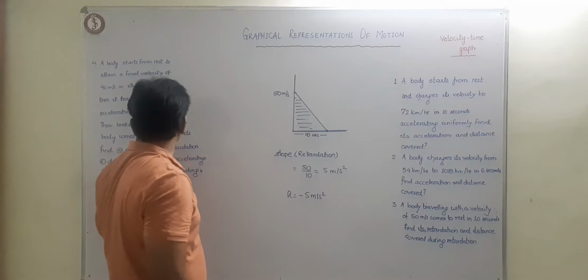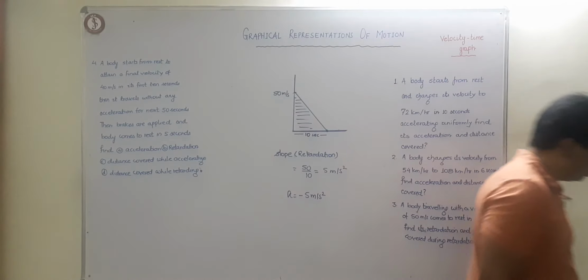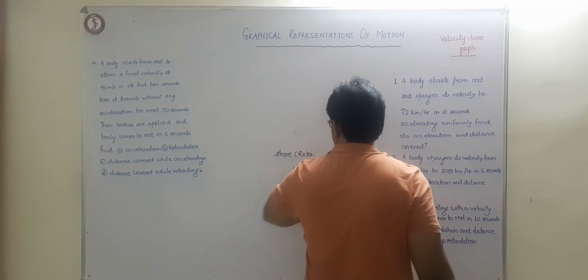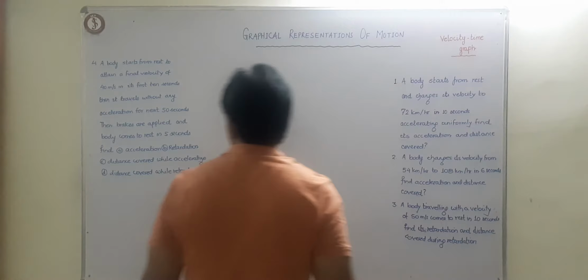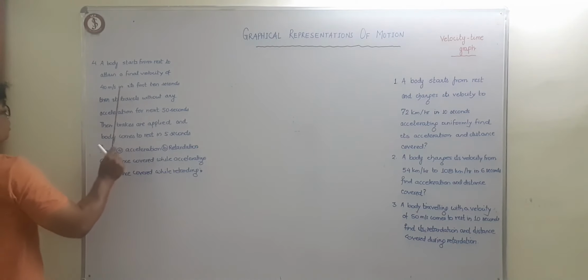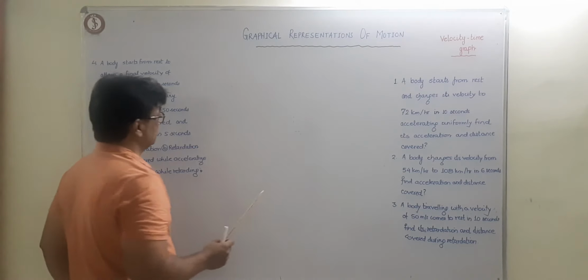And then the last question, when we are coming over here, is one of the best. It will cover everything. So let us go there. So what does it say? We have to read nicely. A body starts from rest to attain a final velocity of 40 meter per second in its first 10 seconds. Okay, so let us see.